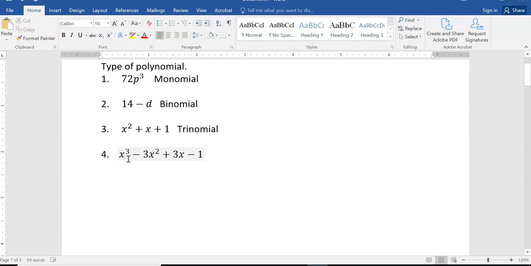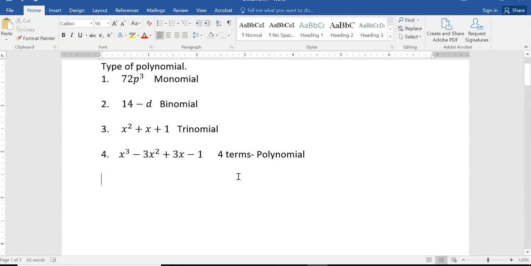And then lastly, x to the third minus 3x squared plus 3x minus 1. There are four terms there. So we just call that, again, the thing you'll circle or indicate, you'll just say that's another polynomial, okay? So four terms, some other polynomial. You can just call it a four-termed polynomial or just a polynomial, okay?